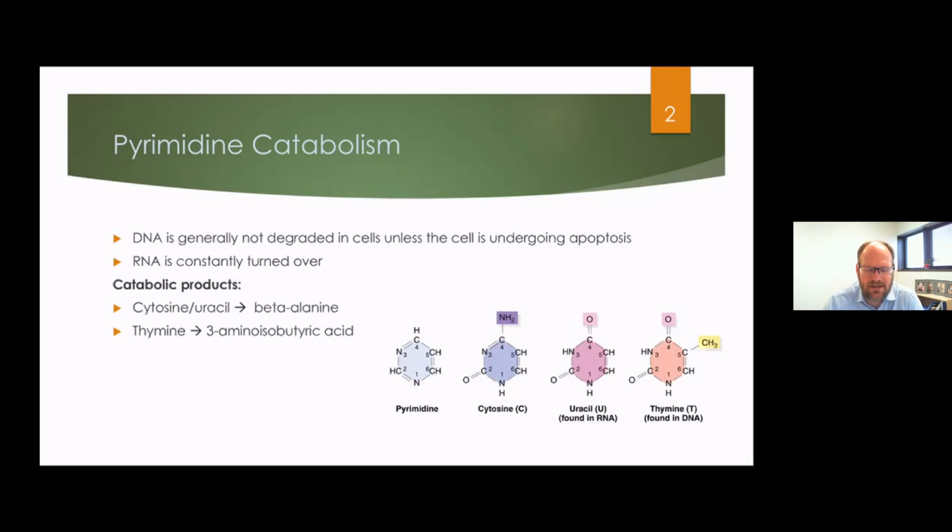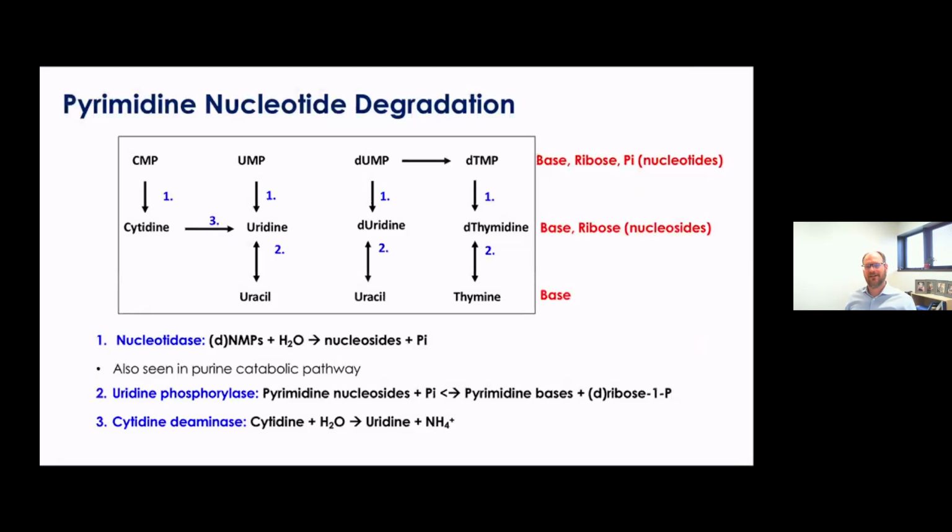Normally DNA is not degraded in cells. That should be fairly obvious. Degrading DNA, unless cells are undergoing apoptosis, is not normal. You don't normally break down your DNA. But RNA, on the other hand, is constantly turned over. We'll talk about the catabolic products that come out of these processes, where cytosine and uracil are converted into beta alanine, and thymidine is made into 3-aminobutyric acid. We'll talk about these pathways next.